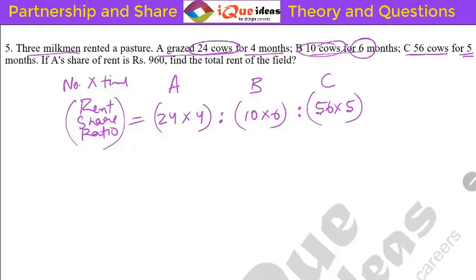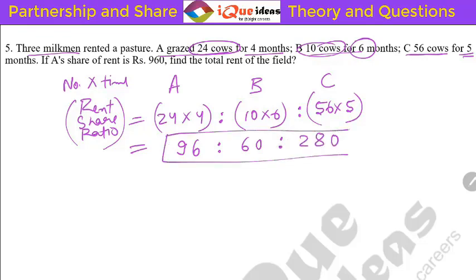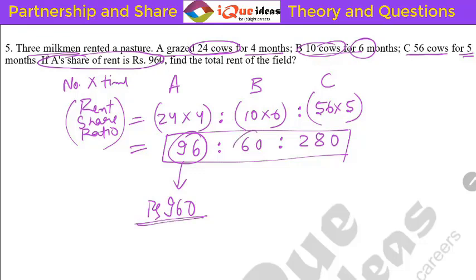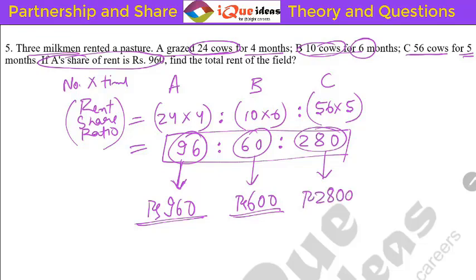Right? Just multiply that. So now 24 into 4 is 96. 10 into 6 is 60. 56 into 5 is 280. Oh, great. Don't do anything else here because the question is saying A's share is 960. So that means this 96 is 960. Right? So we can identify the other values directly. So 60 will be 600. It is simply 10 times. See, if 96 is 960, that means 60 actually will be 600 and 280 will actually be equal to 2800. Everything will become 10 times. So these are the actual shares of each person.